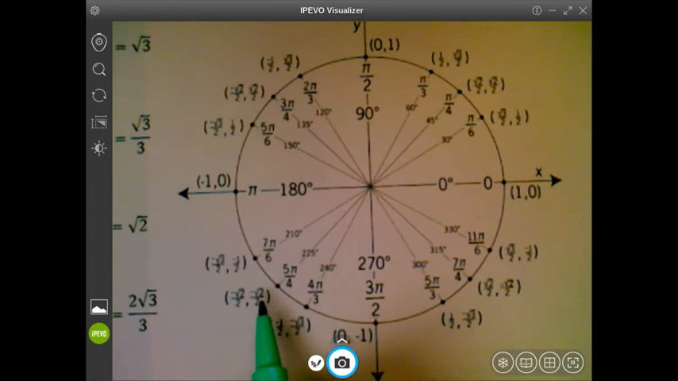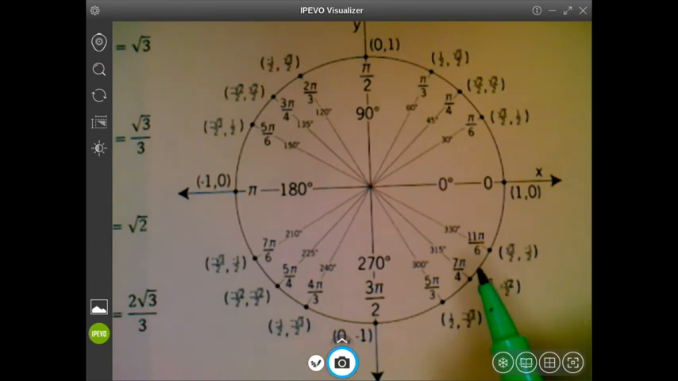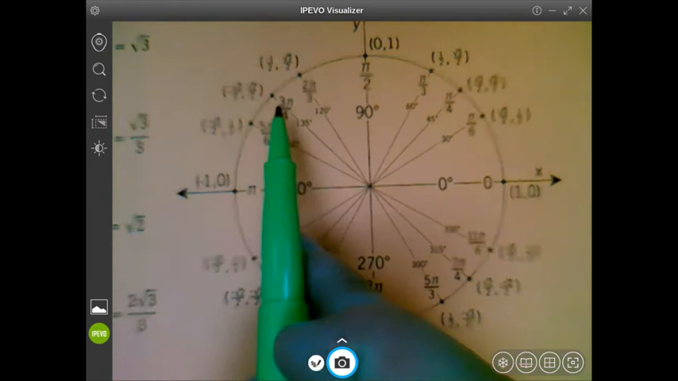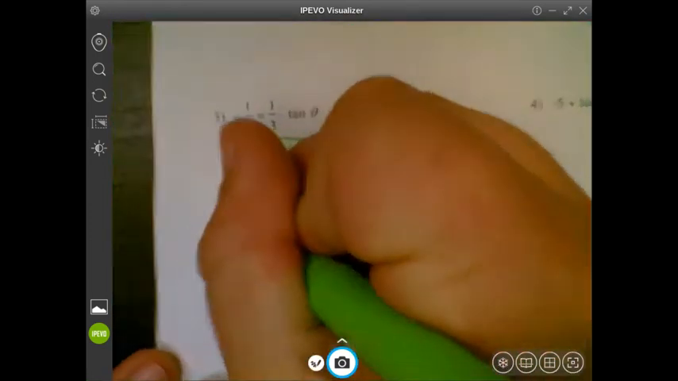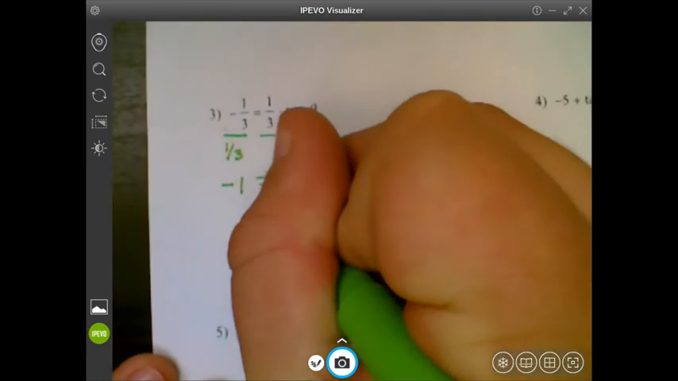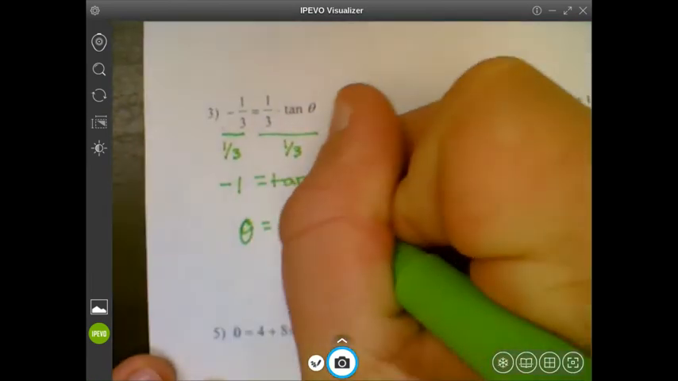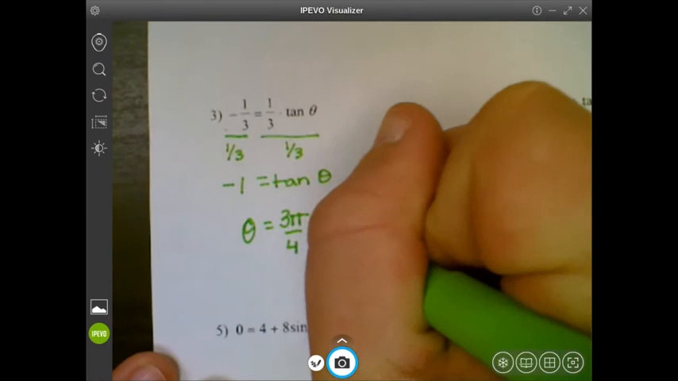In Q3, they're both negative, so when we divide, we'll get a positive, so that's not it. So then the other one here, one's positive, one negative. When we divide them, that'll be -1. So 7 pi over 4. So two solutions, 3 pi over 4 and 7 pi over 4. So we'll just say that theta equals 3 pi over 4, 7 pi over 4.